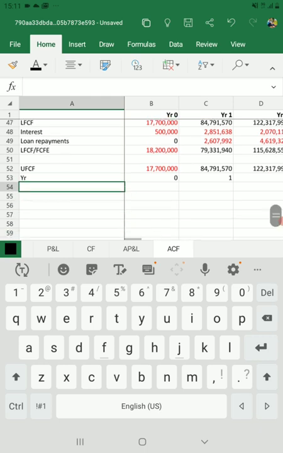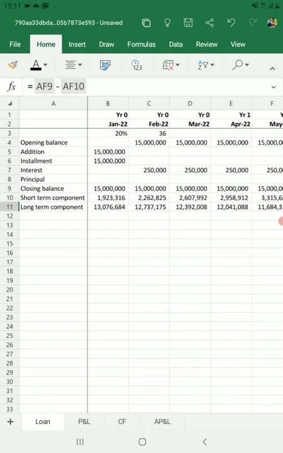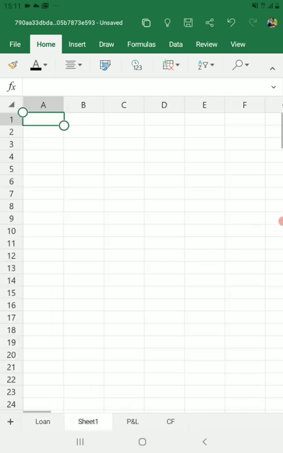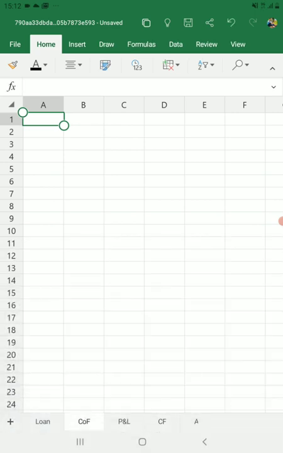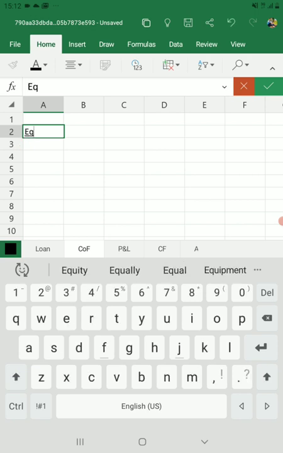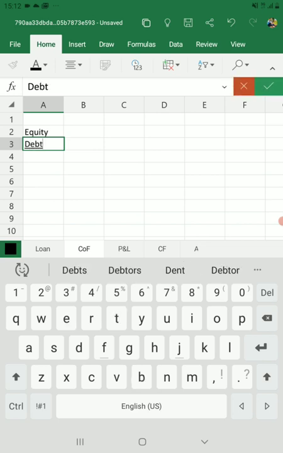Now, let me create a sheet here. So I create a sheet and rename it as cost of funds. Here I put equity, and we have the debt component, and below we will have total.